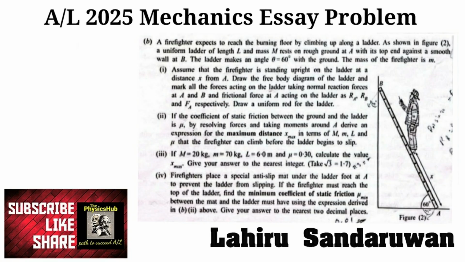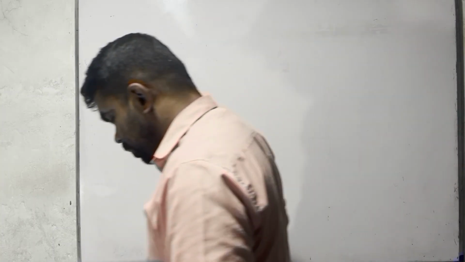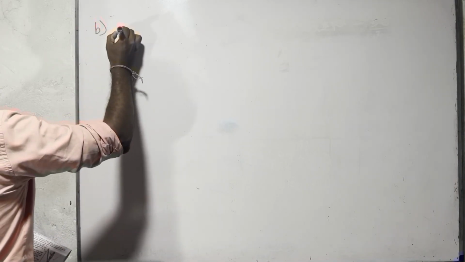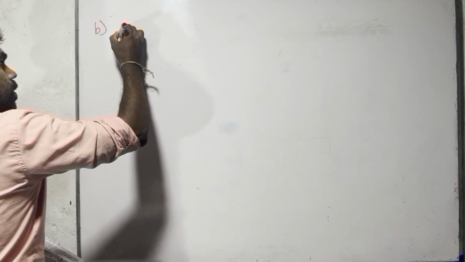Draw the free body diagram of the ladder and mark all forces acting on the ladder. Take the normal reaction forces at A and B and the frictional force at A acting on the ladder as RA, RB and FA respectively. Draw a uniform rod for the ladder. We have to draw the free body diagram of the ladder. Therefore, we have to draw only the ladder. It is like this.